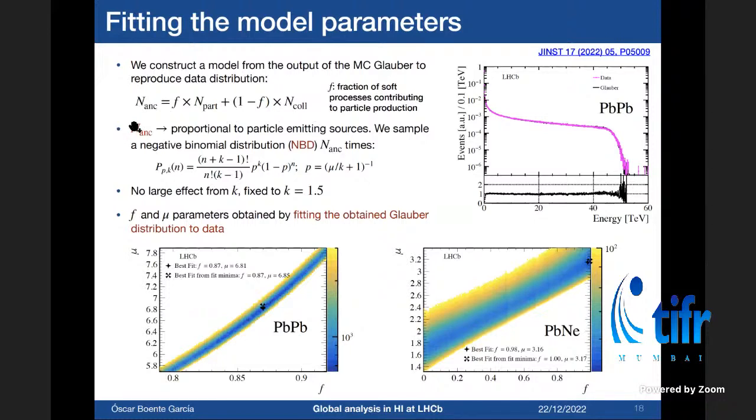Then we need to sample this N_ancestors onto a negative binomial distribution, which you have here. Basically, this is to construct a distribution similar to what we have in data. And this distribution also has some parameters. So at the end, we need to fit these two distributions. This actually is after fitting, but I don't have a plot before fitting. And you have here how we do this minimization for both Pb and Pb-Ne.